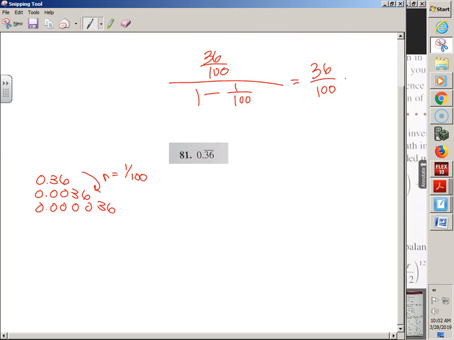99 100ths, but then I need to multiply by the reciprocal because I'm dividing. So 100 over 99. Why is this nice? Because the 100s go away. And doesn't 9 go into 36 4 times? And doesn't 9 go into 45 5 times?